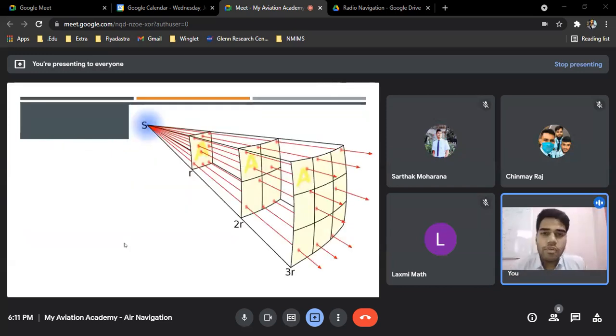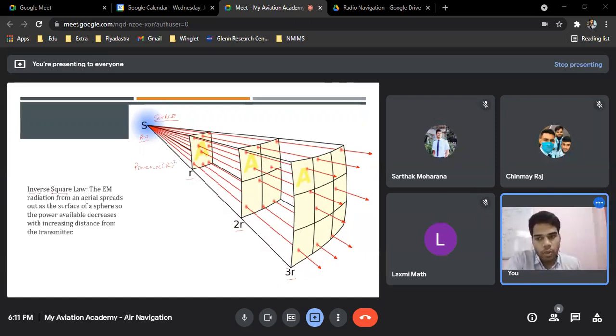Then we come to the same logic, but let's say this is our source, and we are sending out radio waves. When we send out radio waves, we have to realize that this is our range. If you're talking about the range, how do we calculate the range? Just a simple logic: the amount of power you use is directly proportional to the range squared. This is also known as the inverse square law.